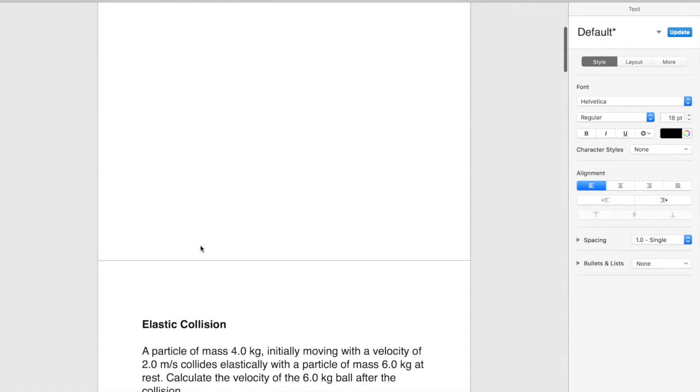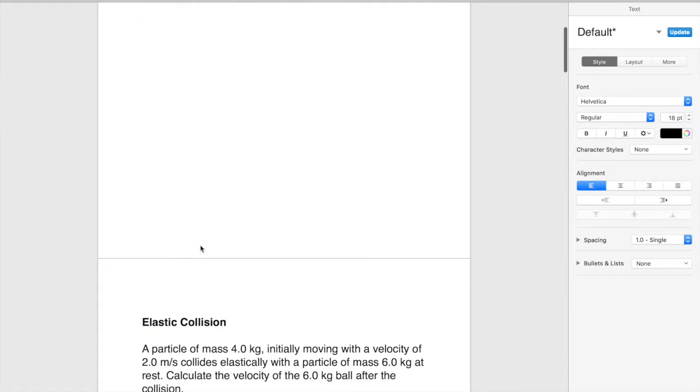Let's get started. So our first problem is an elastic collision. We have a particle of mass 4.0 kilograms initially moving with a velocity of 2 meters per second that collides elastically with a particle of mass 6 kilograms at rest. Calculate the velocity of the 6 kilogram ball after the collision. So using the equations I just gave, try and solve this on your own. You can pause the video if you want.